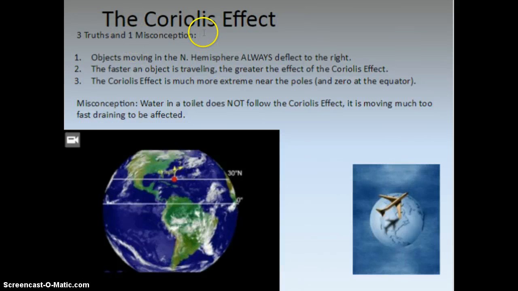So there's three truths and one misconception here. The objects in the northern hemisphere always are deflected to the right. The faster an object is traveling, the greater the effect of the Coriolis effect. And the Coriolis effect is much more extreme near the poles, and it's almost zero at the equator. The misconception is that water in a toilet follows the Coriolis effect. It does not. It's moving much too fast while draining to be affected.